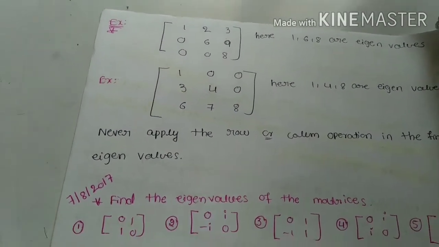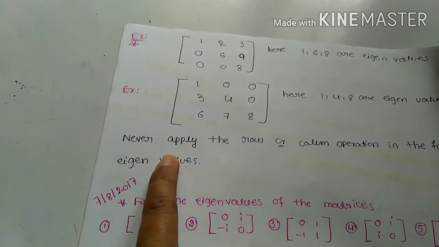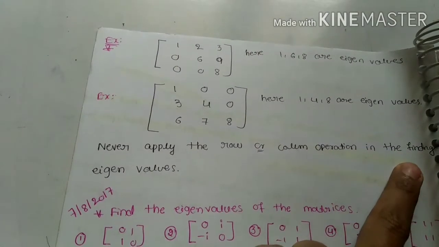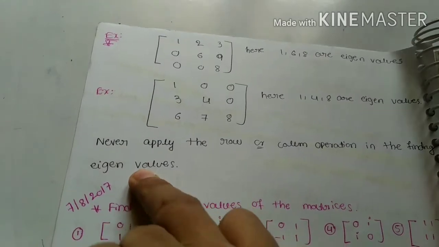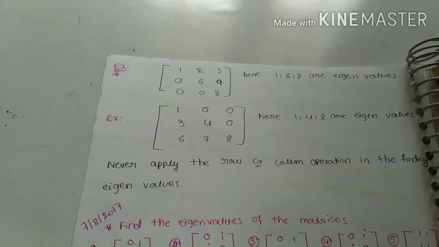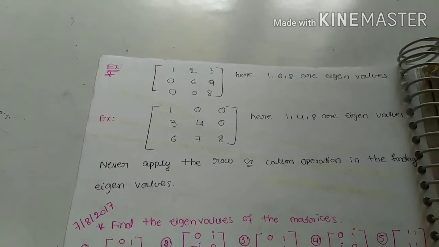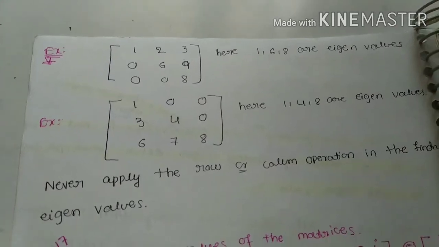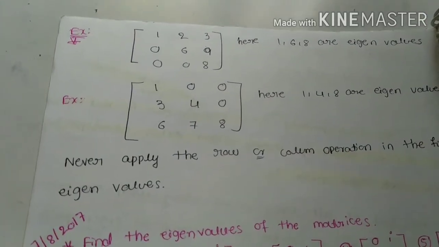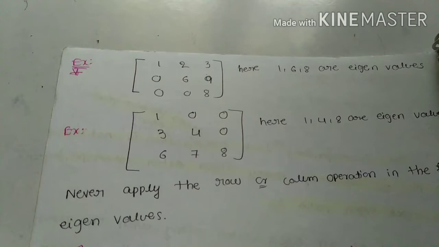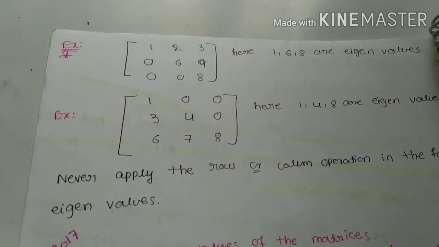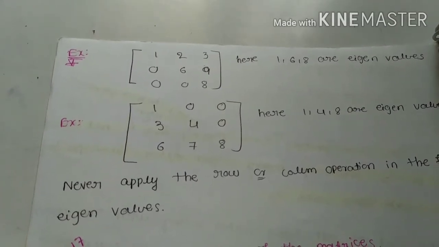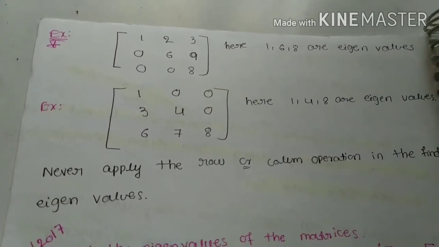And another point is there here, just look at here guys: never apply the row or column operation in finding the eigen values. For finding the eigen values you should not apply the row as well as column operation. This is my notes which we studied now. Now let us solve the given example with the help of the board.